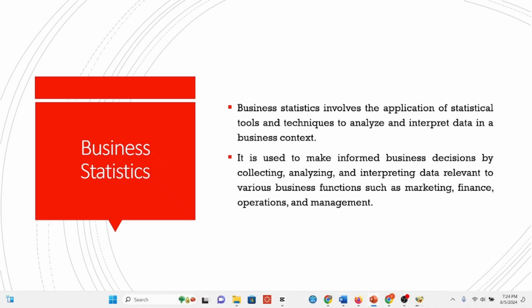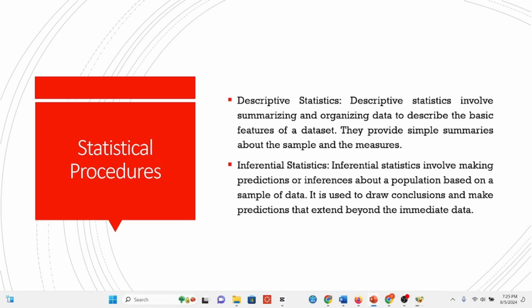As data continues to grow in volume and complexity, the importance of business statistics is expected to increase, making it an indispensable tool for businesses aiming to thrive in an increasingly data-driven world. The next section talks about the statistical procedures. There are two main statistical procedures. These are the descriptive statistics and inferential statistics.